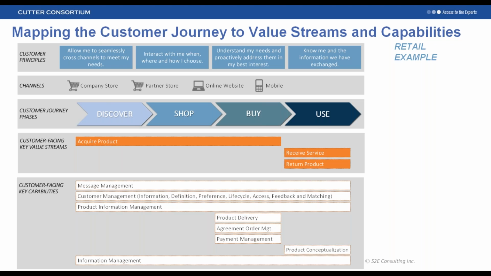So in this example, we see some customer principles like seamlessly crossing channels and remembering me, things like that. We see the channels impacted. We see customer journey phases of discover, shop, buy, and use. So that third row there is going to come from customer experience design. And then you can see that we've aligned those journey phases to business architecture value streams that apply. And then also we see the capabilities cross-mapped to each value stream as we've conceptualized here.